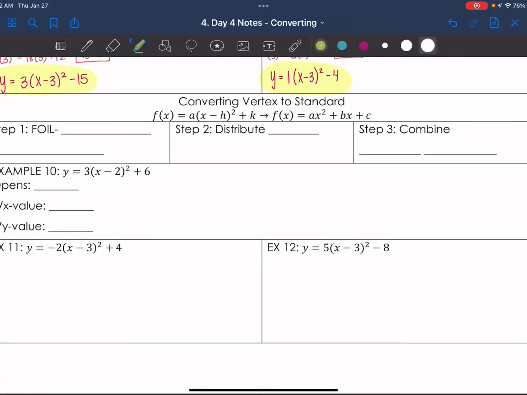All right, now we're going to start converting from vertex form back to standard form. So again, vertex form is what you're going to see on the left, and standard form is the form on the right. So step one for converting from vertex to standard is either to use the FOIL or box method to multiply out your binomial.